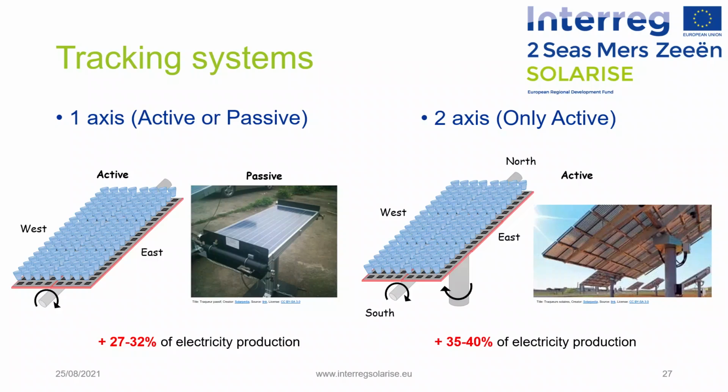However, compared to a module fixed at an optimal angle, a single-axis tracker typically increases electricity production by 27% to 32%, and a dual-axis tracker by 35% to 40%. Considering the economics, the choice of which tracker to use is largely a decision involving the additional investment and maintenance cost over time versus the increase in energy and financial output delivered by the system.